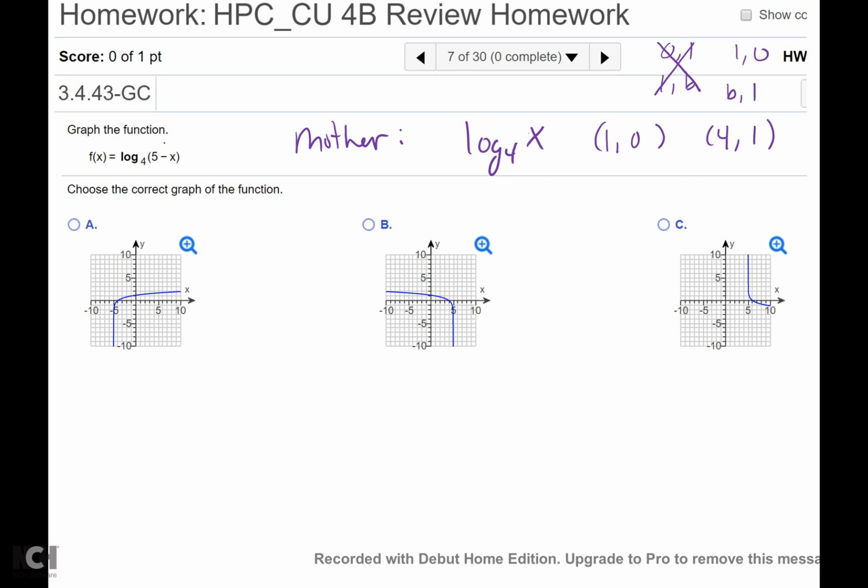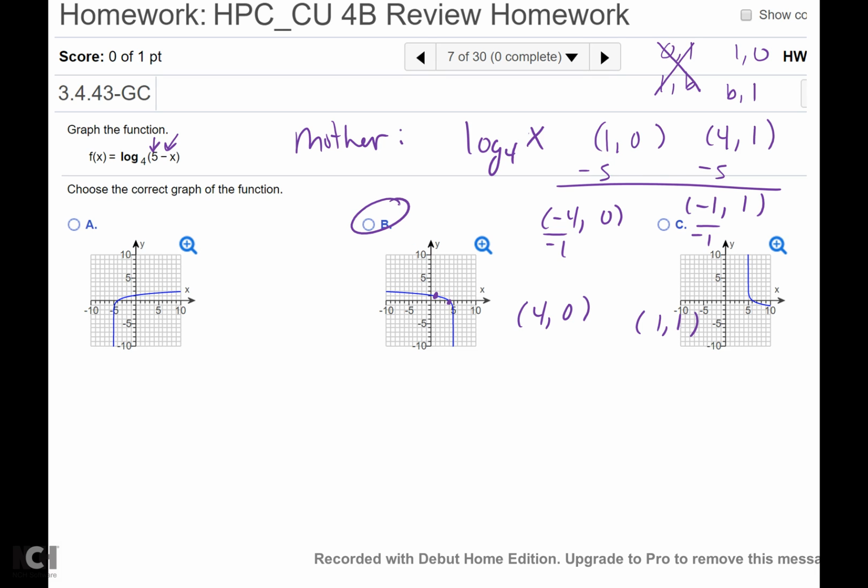But then this one says subtract 5 from x. So minus 5, minus 5, that would be negative 4, 0, negative 1, 1. And this says divide x by a negative 1, that gives me 4, 0, and 1, 1. So if I look for the graph that goes through 4, 0, right there, and 1, 1 right there, your answer would be B.